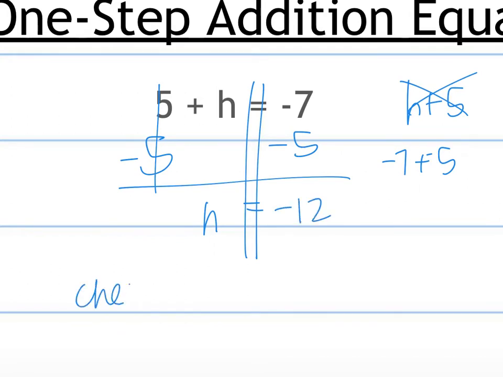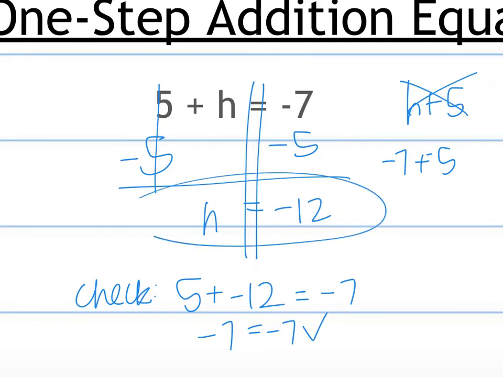Let's do a check. 5 plus negative 12. Does that equal negative 7? 5 plus negative 12, signs are different, so we subtract. 12 minus 5 is 7. More negatives, so yes, it is a negative 7, therefore it's correct. Circle, h equals negative 12 is our answer.